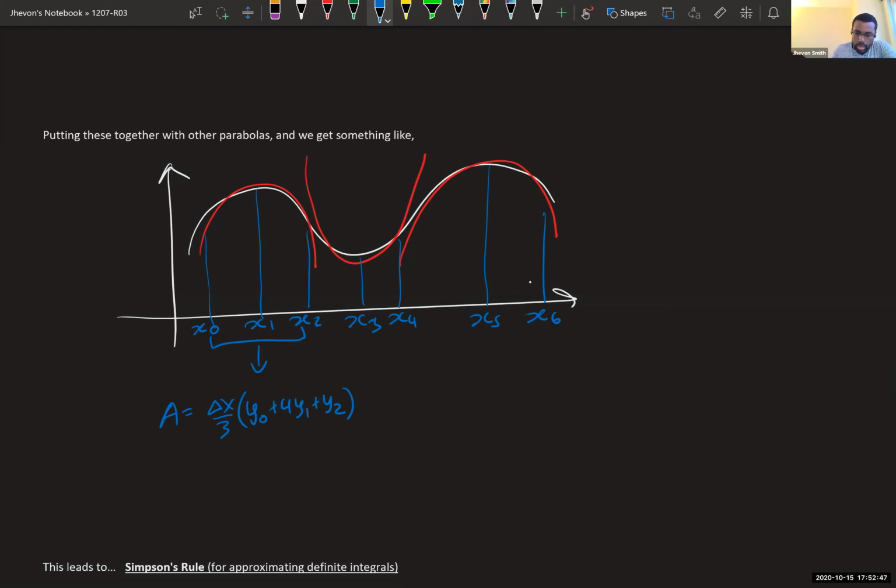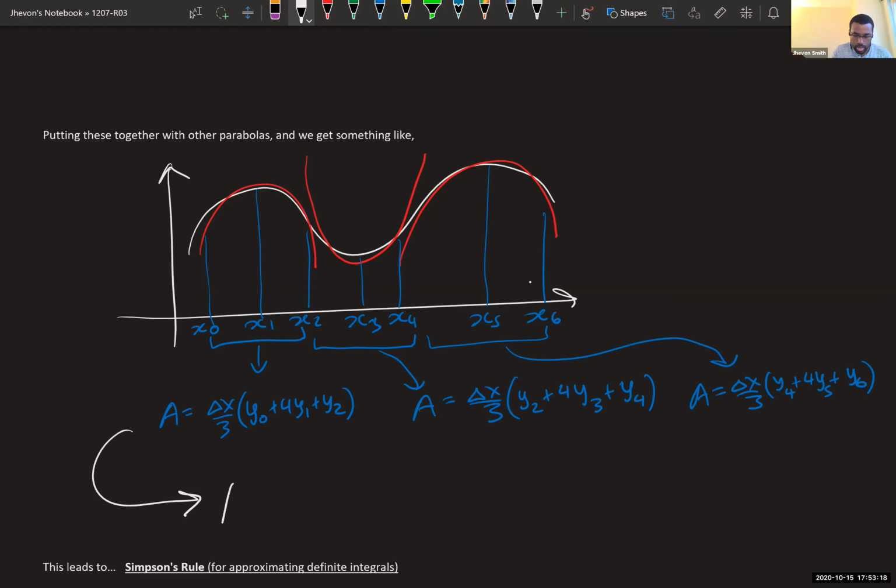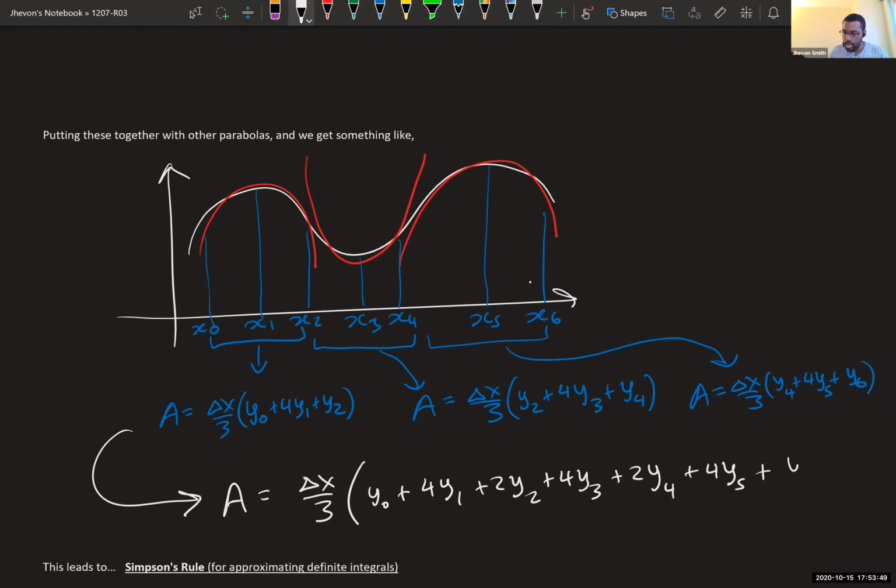plus y2. In the second scenario, my area is going to be delta x over 3 times y2 plus 4y3 plus y4. In the last scenario, my area is going to be delta x over 3 times y4 plus 4y5 plus y6. Notice that the total area then is going to have this kind of form. Delta x over 3 is going to be a common term. I'm going to have my y0 plus 4y1. You're going to notice that I have a y2 in the first area and a y2 in the second area. That adds up to two y2s. Then I have four y3s. I have a y4 and a y4 from the different areas, so that's two y4s. And then I'm going to end up with four y5s, then y6.